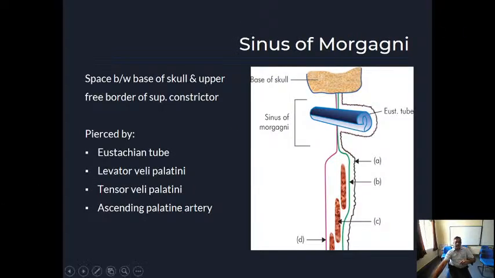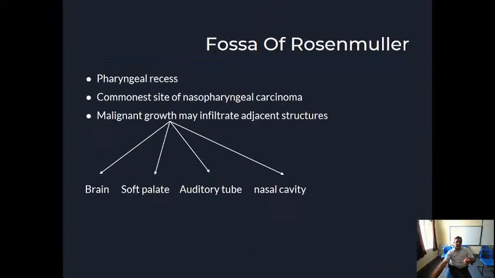And then, as I told you, the sinus of Morgagni, through which the eustachian tube passes between the nasopharynx and the middle ear cavity. The other structures which pass through are levator veli palatini, tensor veli palatini, and ascending palatine artery. Just read them and forget about them. The fossa of Rosenmuller is a common area where nasopharyngeal carcinomas occur and spread into the brain, the soft palate, the auditory tube, and the nasal cavity.